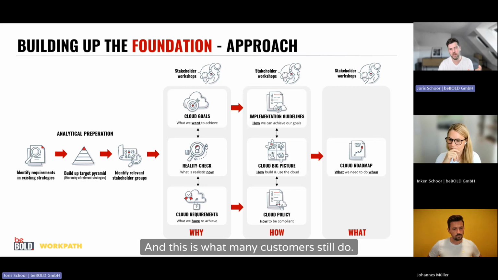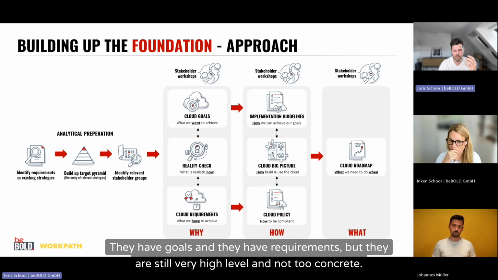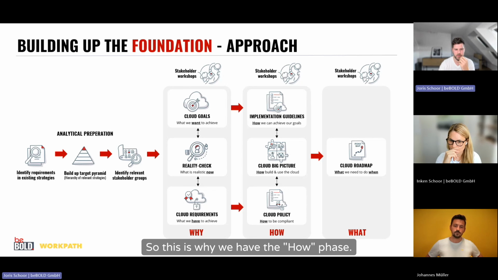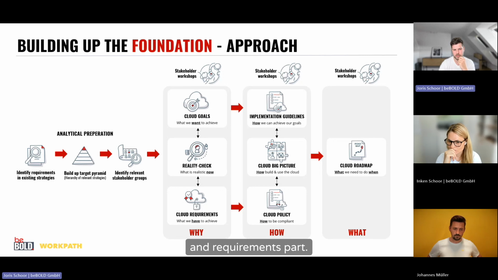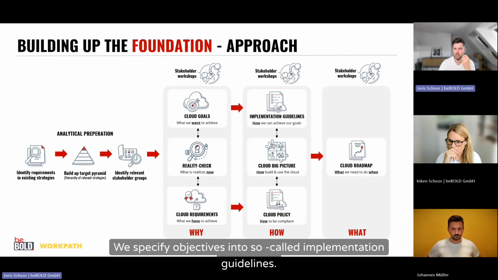And here, this is what many customers still do. They have goals and they have requirements, but they are still very high level and not too concrete. So this is why we have a how phase. Again, with every stakeholder group, we do workshops where we try to specify what we did in the cloud goals and requirements part. We specify objectives into so-called implementation guidelines.